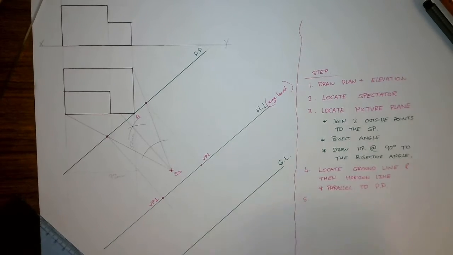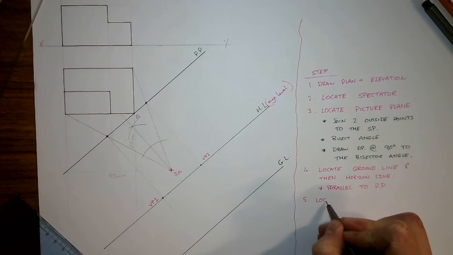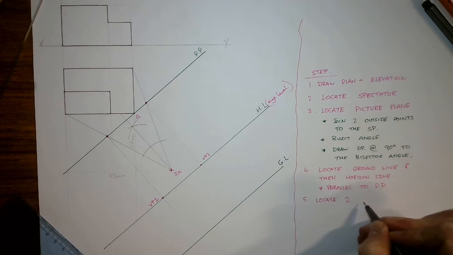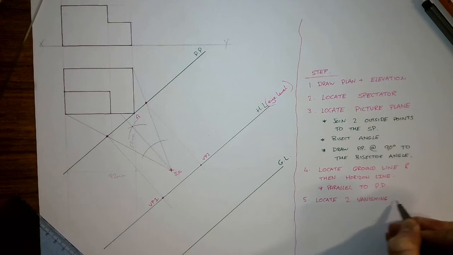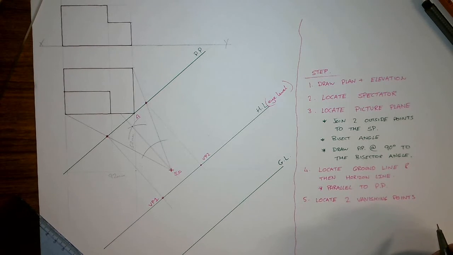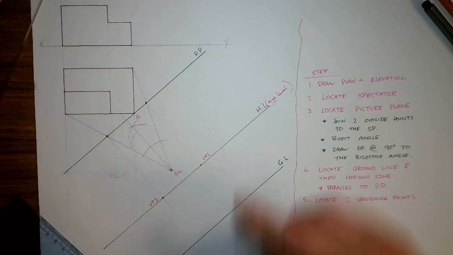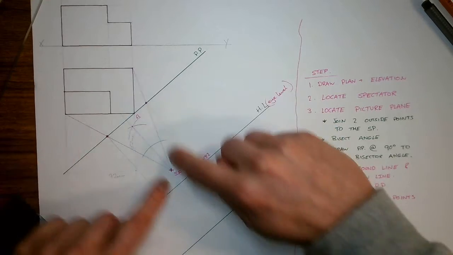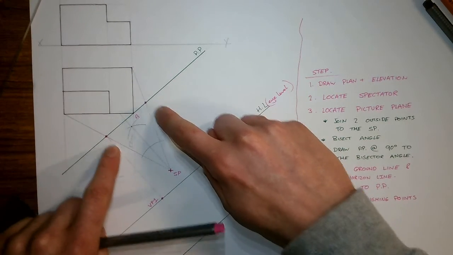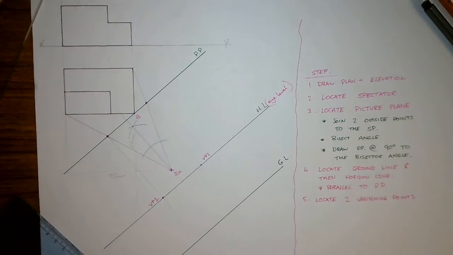Okay. So step 5 is to locate the 2 vanishing points. Okay. So you locate your 2 vanishing points just by getting the points that cross from your cone of vision, the 2 points that cross your picture plane, take them down at 90 degrees to your eye level or height line or horizon line. Okay.